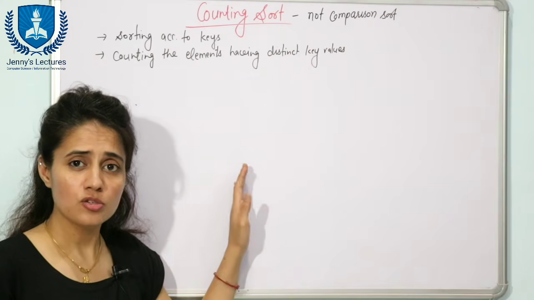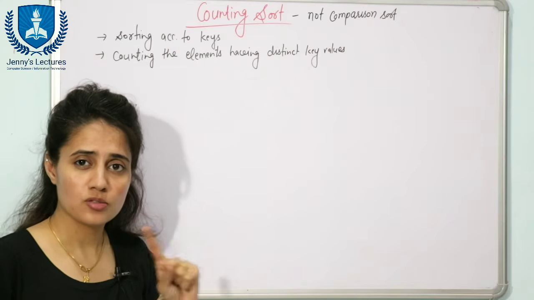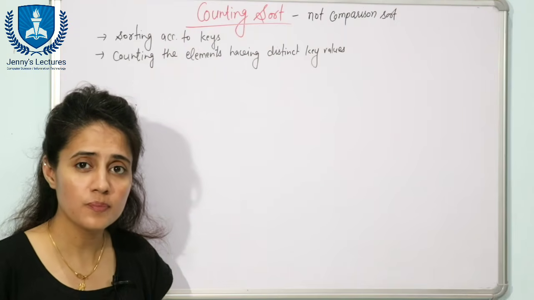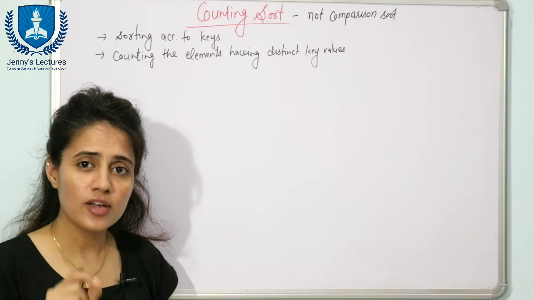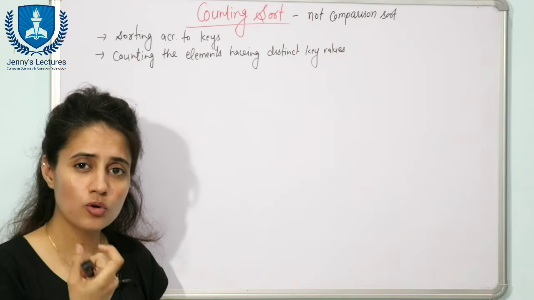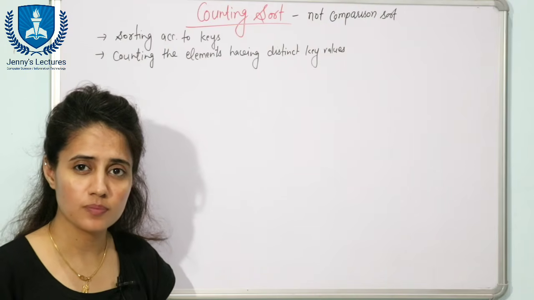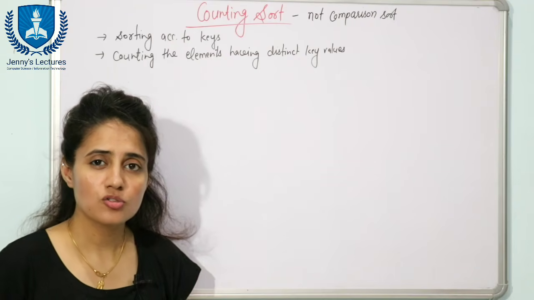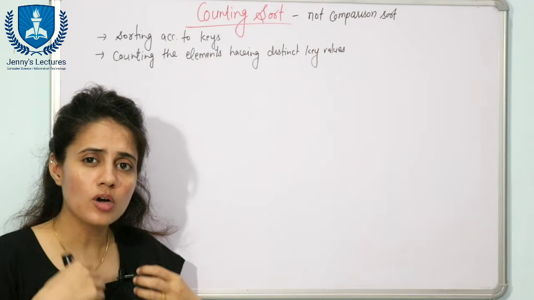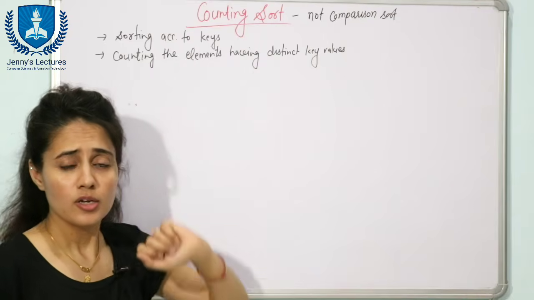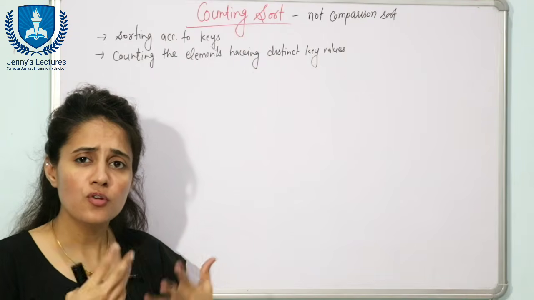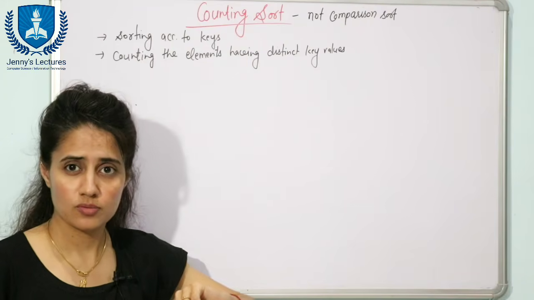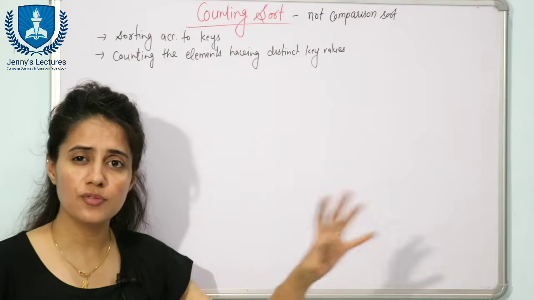Fine. But this sorting algorithm is not a comparison sort. We are not going to compare the values. Then how are we going to sort? See, we are going to sort the values according to the keys, the key value given. Fine. Or you can say the main funda in this sorting algorithm is that you are going to count. See, as the name suggests, counting. So you are going to count the number of elements having distinct key values. Fine. Or you can say different key values.